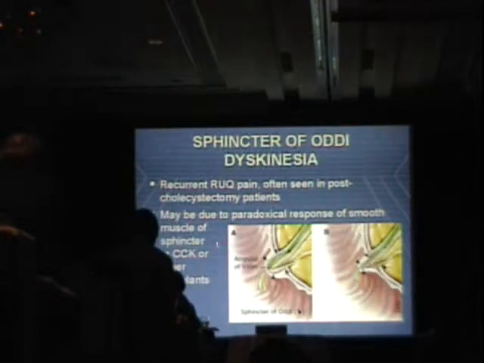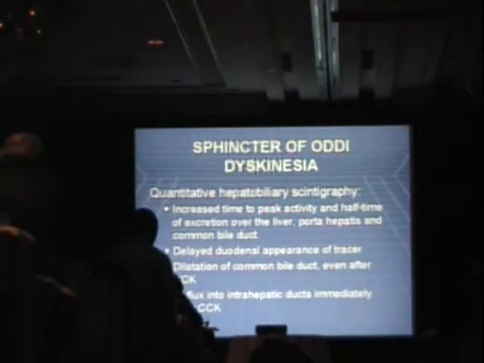It normally contracts and relaxes. The normal state is when you give CCK, it opens. Sometimes it will have a tonic contraction. Some patients have a paradoxical contraction when you give CCK, and so they have this dyskinesia. You find that by doing the scan.